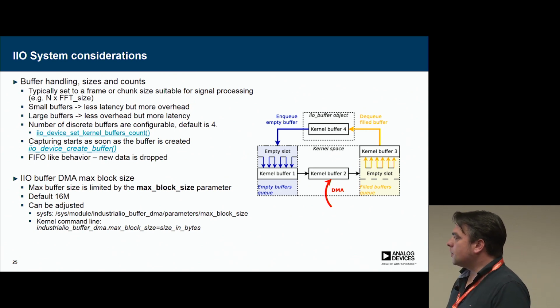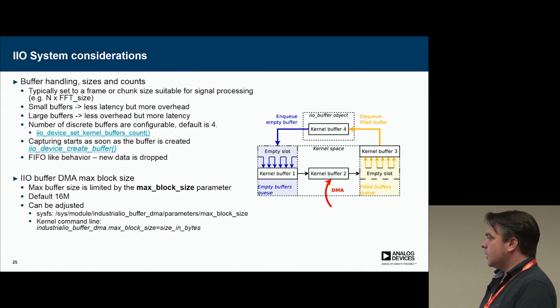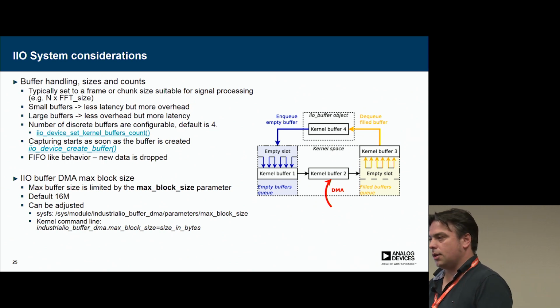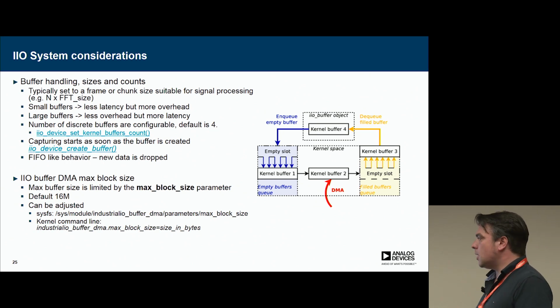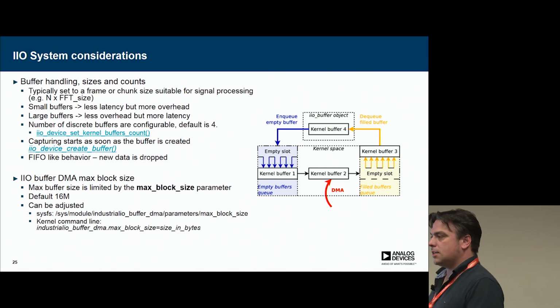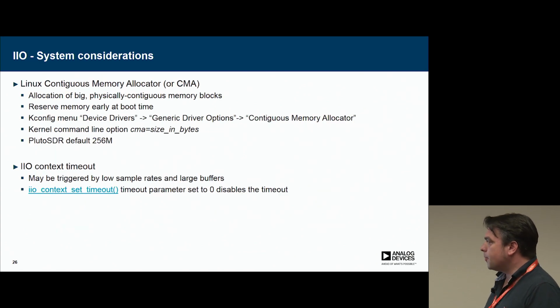Sometimes people want to have, like, 20 milliseconds of LTE-20, and they can't process it fast enough because it's 30 megasamples, and it's not something they can process. So they want to increase the buffer sizes. And there is a limitation, which is set by the max block size parameter. You can change it. The default is 16 megabytes, but you can also set it, let's say, to 64 or 128, which then runs you into this problem.